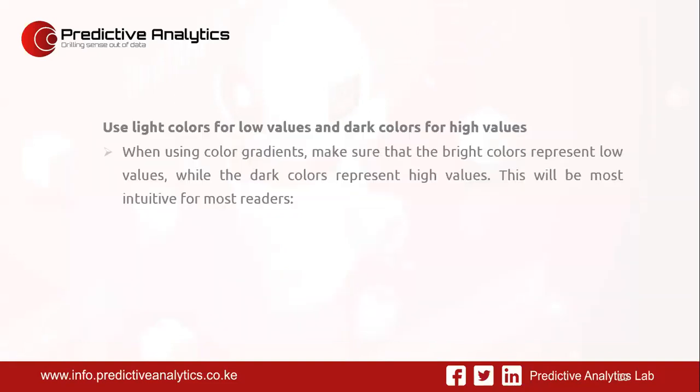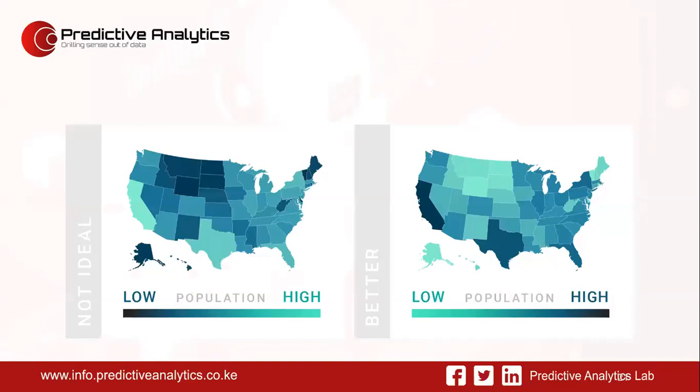Another point, use light colors for low values and dark colors for high values. When using color gradients, make sure that the bright colors represent low values while the dark colors represent high values. This will be most intuitive for readers. Makes a lot of sense.